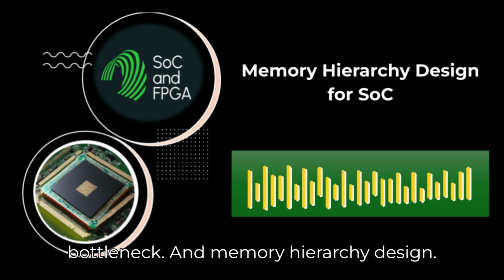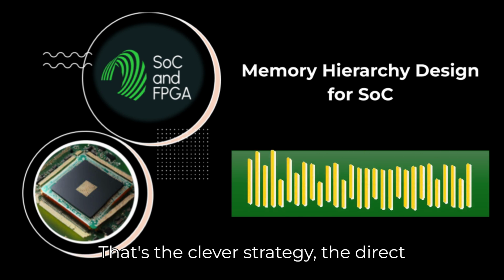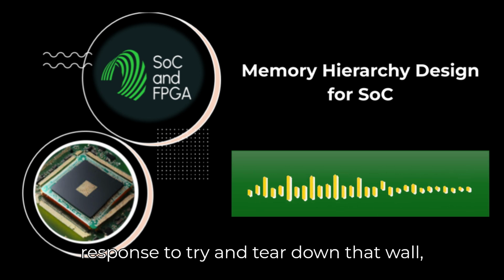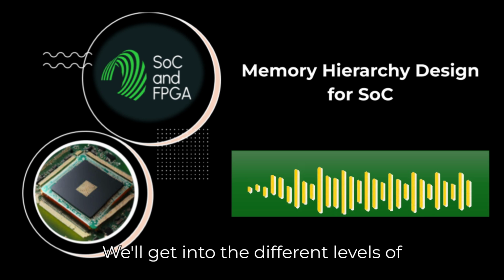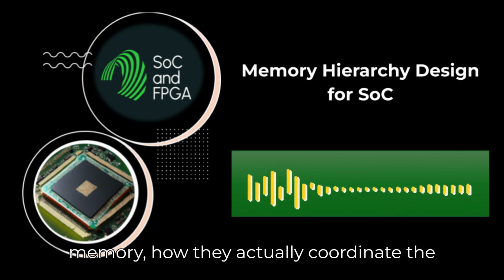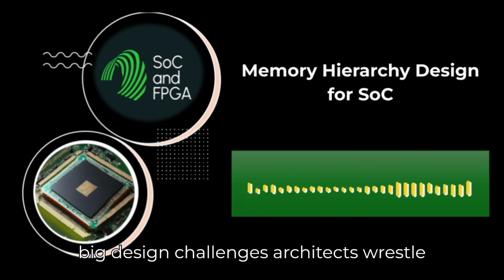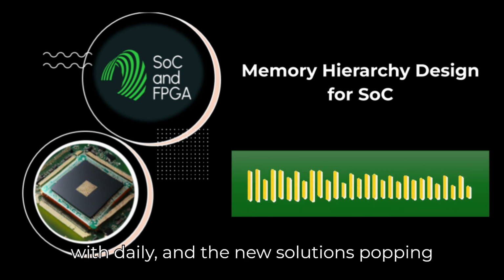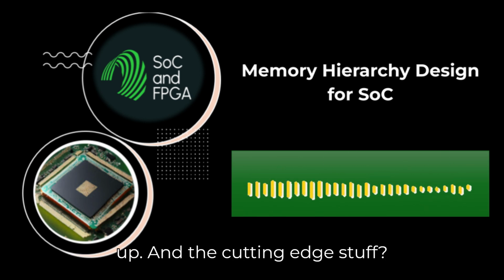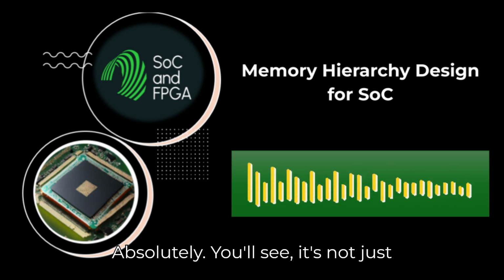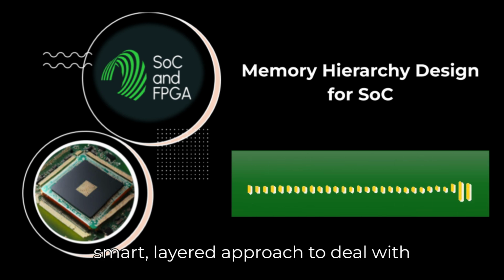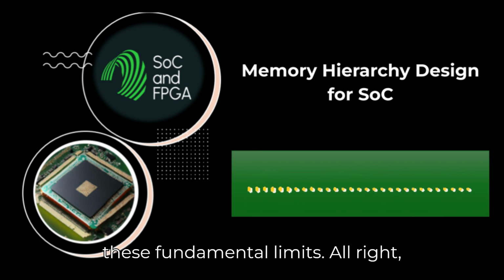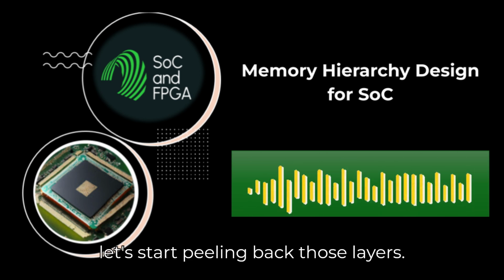And memory hierarchy design, that's the clever strategy, the direct response to try and tear down that wall or at least work around it. Okay, so in this deep dive, what are we unpacking? We'll get into the different levels of memory, how they actually coordinate, the big design challenges architects wrestle with daily. And the new solutions popping up. And the cutting-edge stuff, absolutely. You'll see it's not just about raw speed. It's a really smart, layered approach to deal with these fundamental limits. All right, let's start peeling back those layers then.